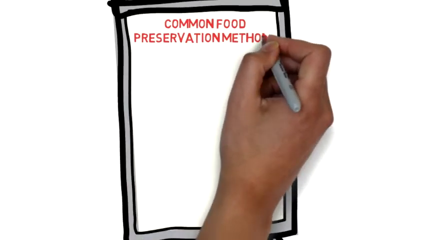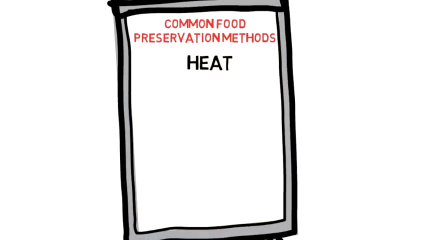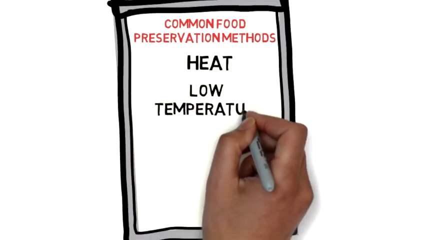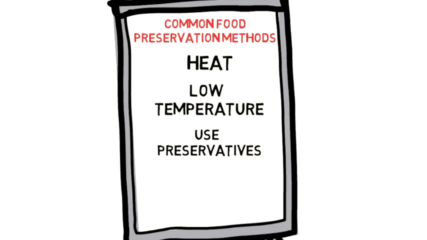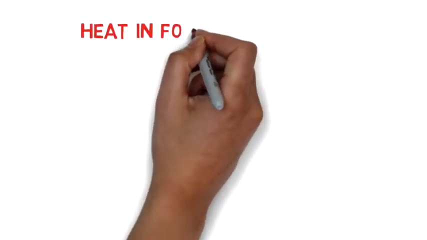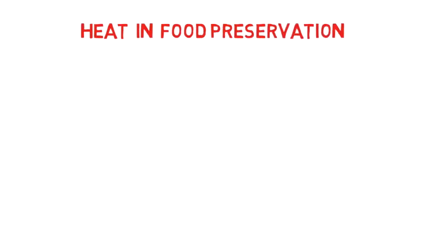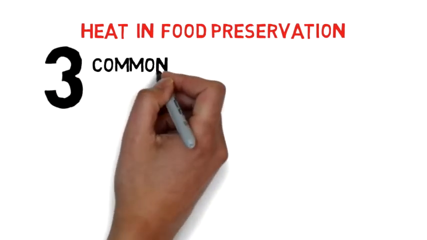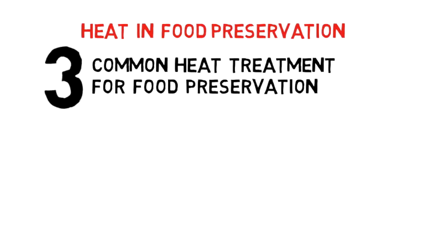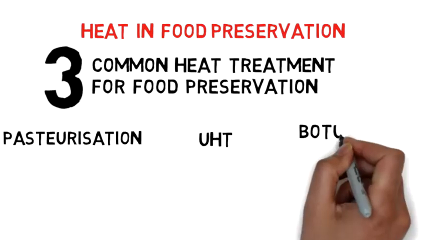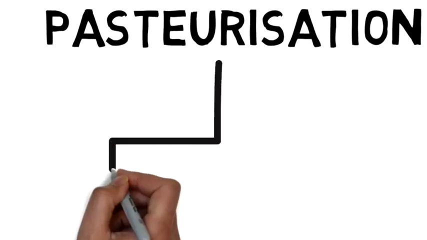Below are the common food preservation methods that are used in industry, which are heat, low temperature, using preservatives, and atmospheric adjustment. Using heat in the food preservation. There are 3 common heat treatments for food preservation that are used in the food industry. They are pasteurization, UHT, and botulinum cook.